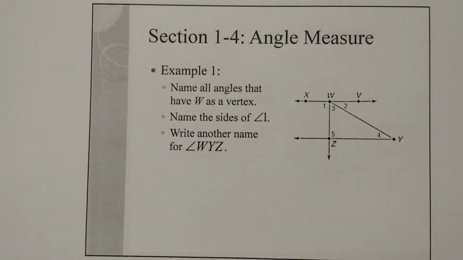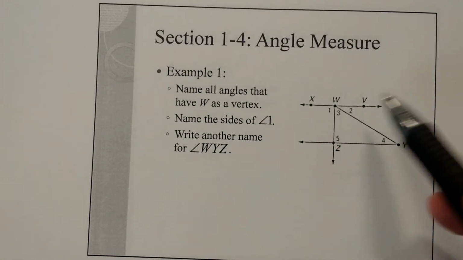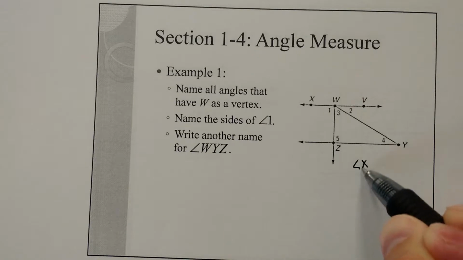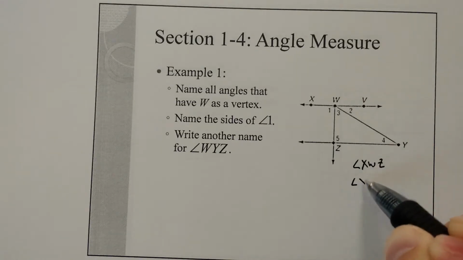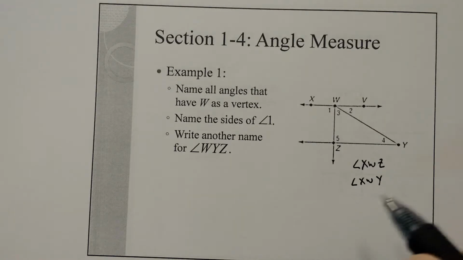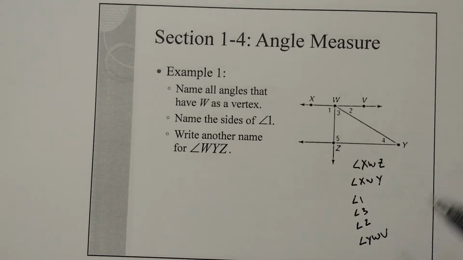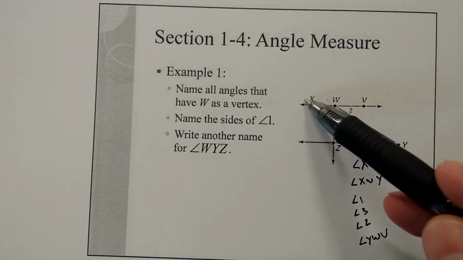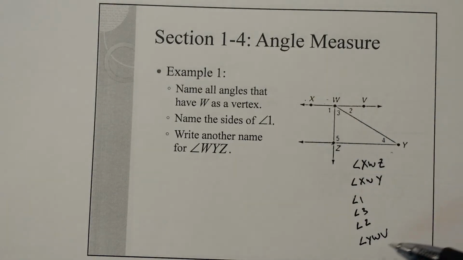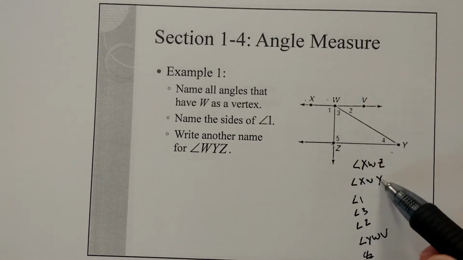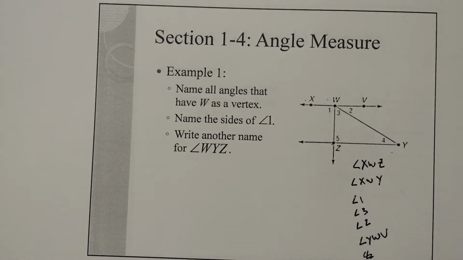Okay, so example 1 here. Name all angles that have W as a vertex. So there is W. So let's see here. We've got angle XWZ. You've got angle XWY. You've got angle 1, angle 3, angle 2. So you've got angle YWV. So XWZ, XWY, and we already got those. You can go those backwards as well. You also have ZWX, YWX, and VWY in addition.